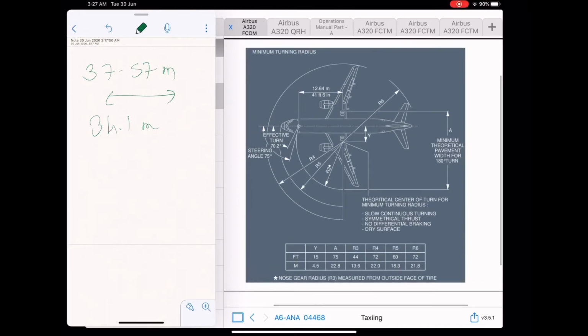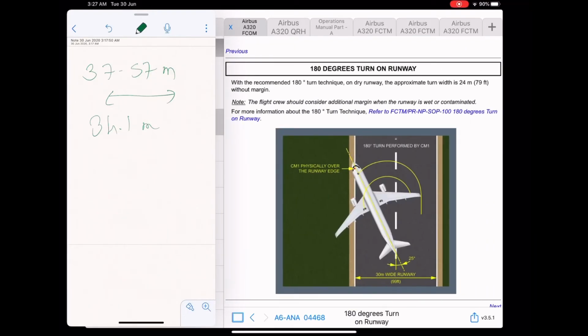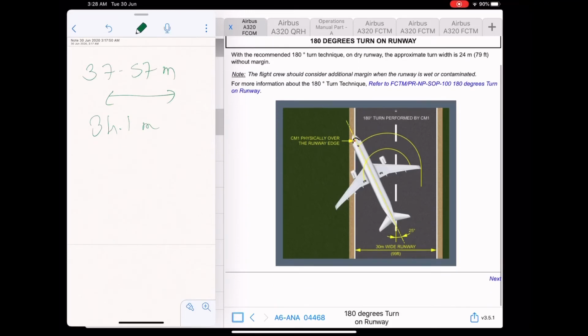Again, a bunch of numbers which are mentioned over here in feet and in meters as well. So 180 degrees turn on the runway. With the recommended 180 degrees turn technique on a dry runway, the approximate turn width is 24 meters. So you need about 24 meters, but 30 meters is something which is good enough with the additional 6 meters of safety margin. The flight crew should consider additional margin when the runway is wet or contaminated, of course, because there is a chance that the wheel might slip, and hence you need a little wider runway. But the minimum that is required by A320 for 180 degree turn is 30 meters of wide runway.